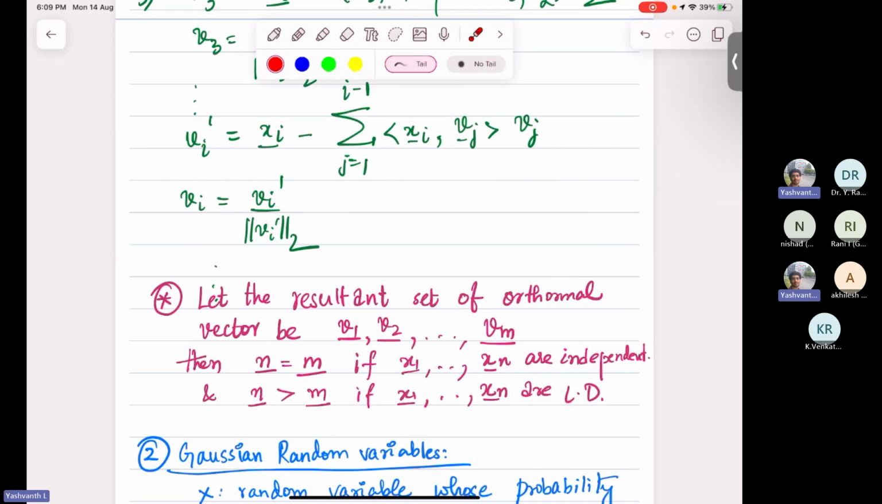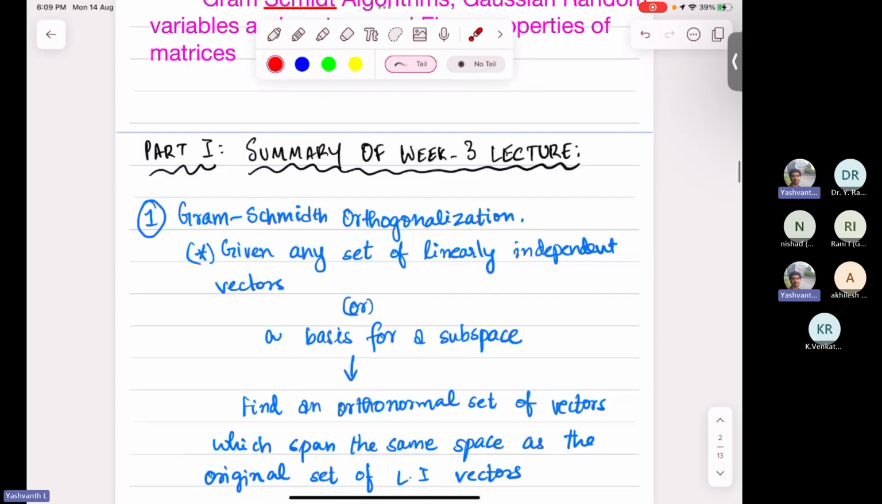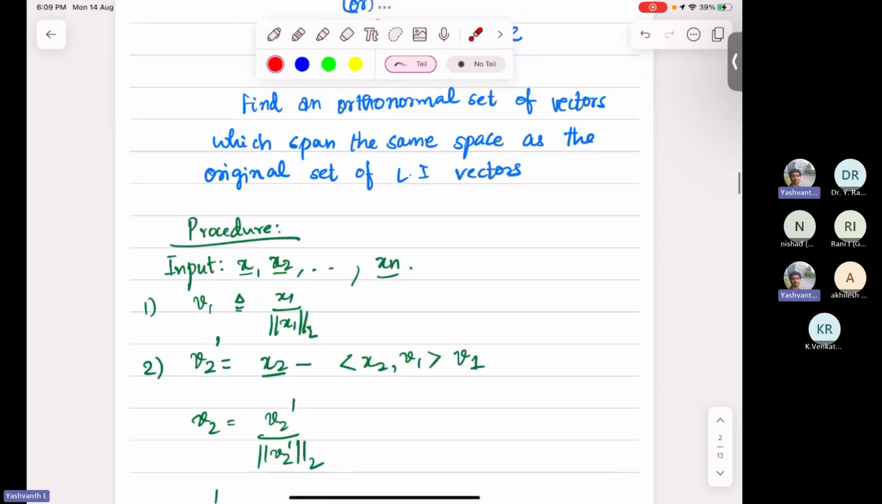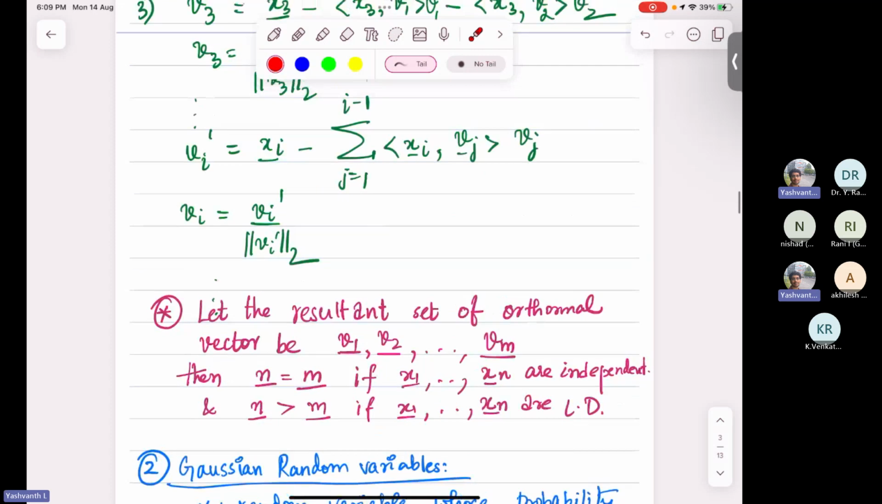Now if n equals m, that is, I get the same number of vectors as output, that's possible if and only if x1, x2, until xn are all independent. In this case, if I feed the Gram-Schmidt algorithm with n linearly independent vectors, you will get m orthogonal vectors as output where m equals n. That is, you'll get exactly the same number of orthonormal vectors.